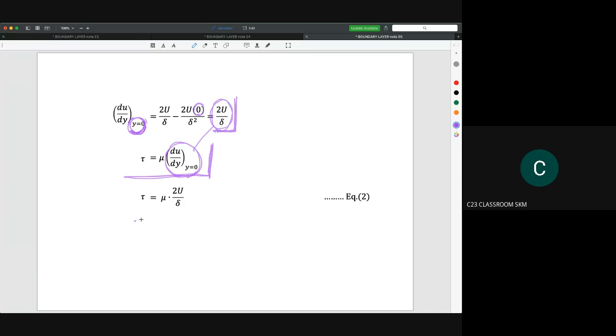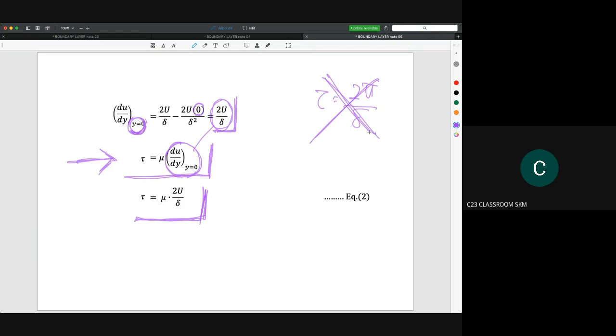And then finally, we could get the value of tau is equal to mu 2u over delta. Normally, students forget to do the substitution and calculation for this stage. The student simply says that tau is equal to u over delta. So this is totally wrong. Please do not make any simple mistake here because it will ruin all your marks.